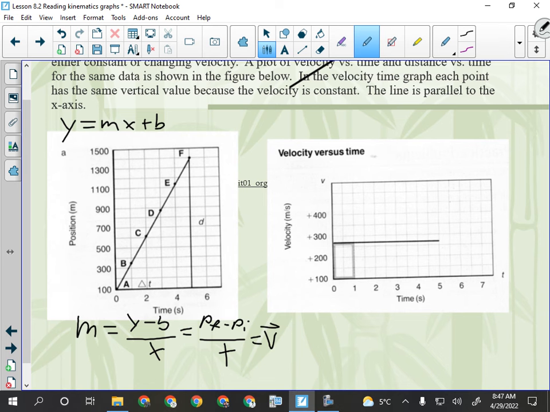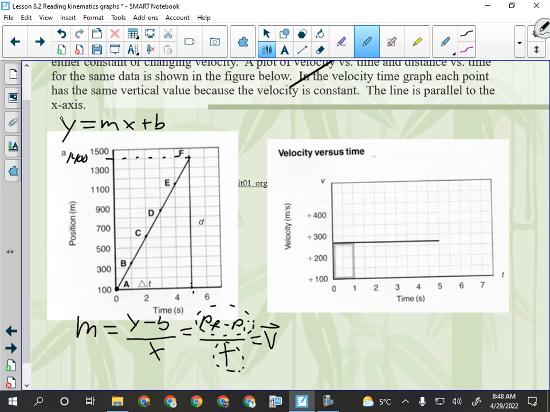Okay, so if I calculate the slope of this line, what I'm doing is calculating the change in position, displacement, and dividing it by the change in time. All right, that ringing a bell now. Okay, so if I'm looking at this graph, this is B right here, so it's 100, okay? Y would be 1400, okay? And time would be 5 seconds.